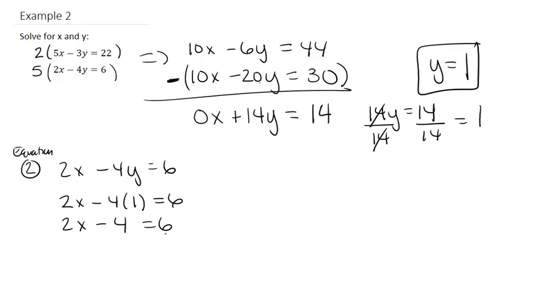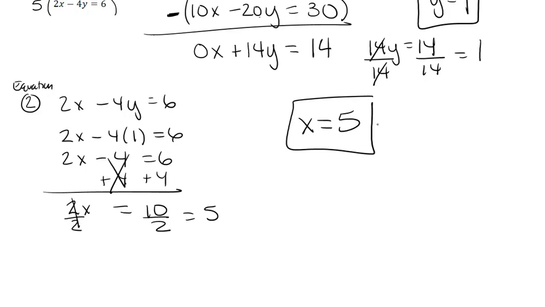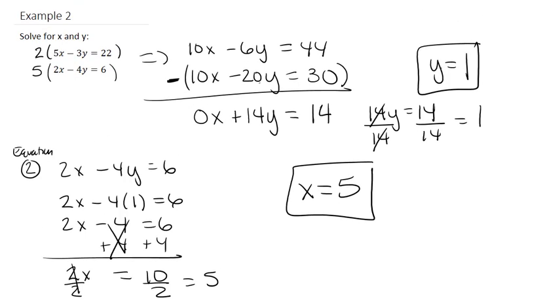Then we have 2x, and 4 times 1 is minus 4, which is equal to 6. Then, in order to get x by itself, we need to add 4 to both sides. So we're left with 2x. We cross these out, which is equal to 6 plus 4, which is 10. Now we divide by 2 on both sides. So x is equal to 10 over 2, which is 5. So x is equal to 5, and y is equal to 1 for both of these equations.